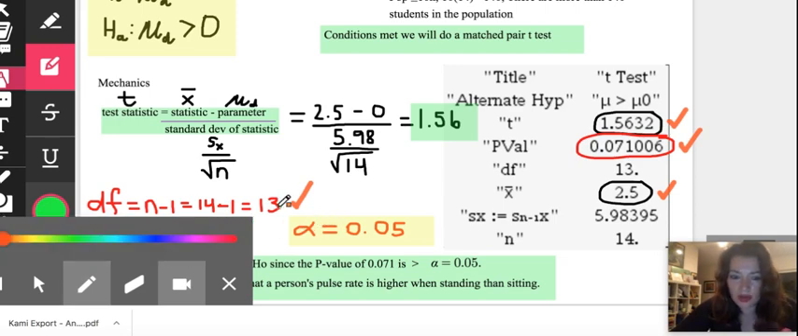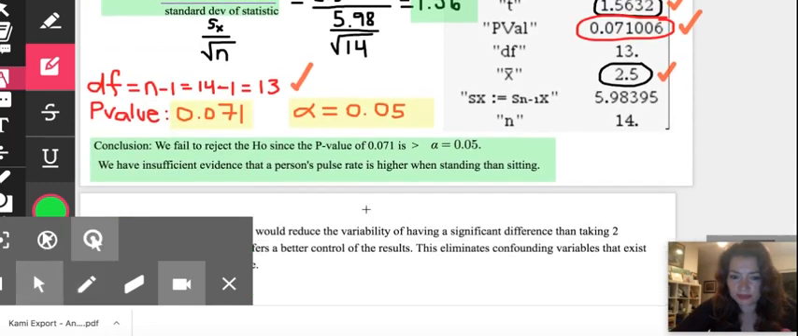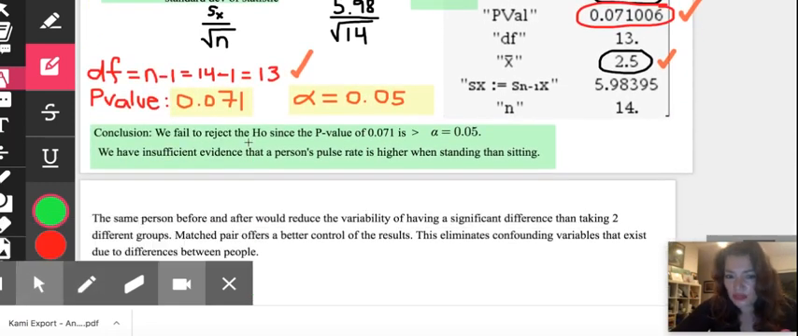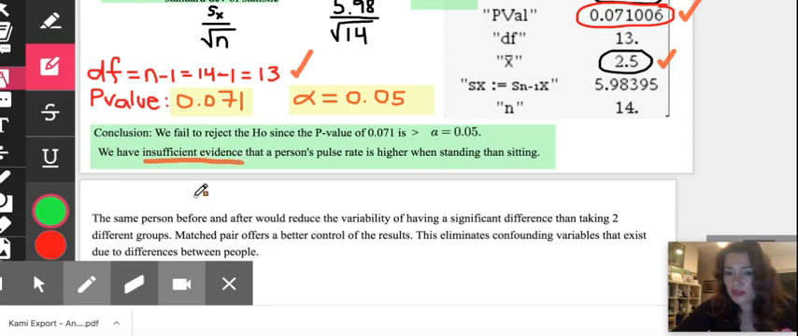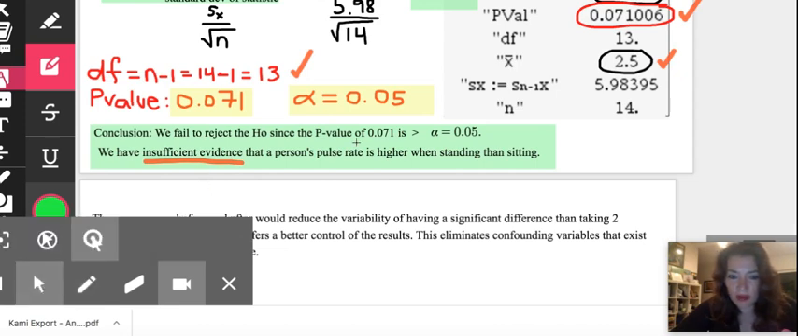And from here, we are going to state our conclusion, which is we fail to reject the null since the p-value of 0.071 is greater than alpha equals 0.05. So the first sentence always talks about the null hypothesis. It's either you fail to reject or you reject. So in this case, fail to reject. And we have insufficient evidence that the person's pulse rate is higher when standing than sitting. And that basically concludes this problem.